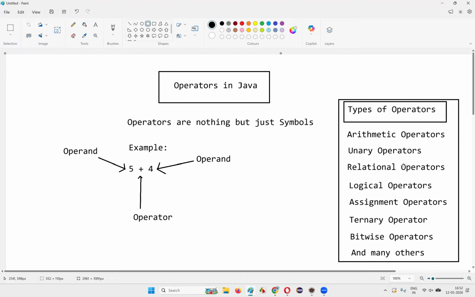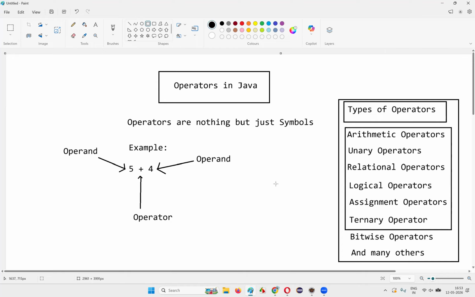Okay. Now out of all these types, what am I going to cover in this course? In the upcoming sessions, am I going to explain each and every operator type that I covered here? No, guys. I'll be covering only up to the ternary operator. Those are the most important ones. Bitwise operators and other miscellaneous operators I may or may not cover in this course. The selected categories are arithmetic, unary, relational, logical, assignment, and ternary, which are more than enough for our learning.